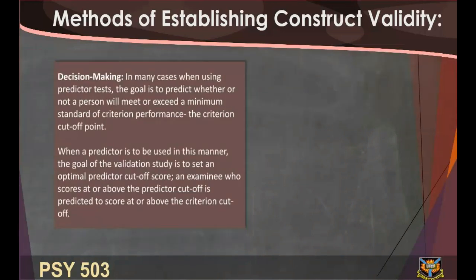Decision making. In many cases, when using predictor tests, the goal is to predict whether or not a person will meet or exceed a minimum standard of criterion performance, the criterion cut-off point. When a predictor is to be used in this manner, the goal of the validation study is to set an optimal predictor cutoff score. An examinee who scores at or above the predictor cutoff is predicted to score at or above the criterion cutoff.